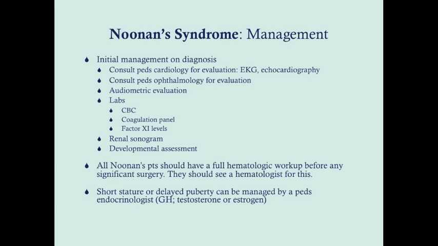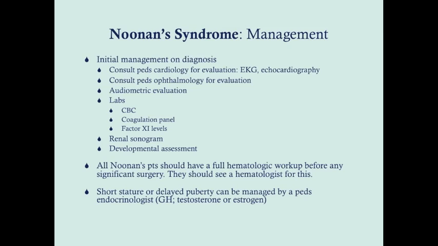As far as management, there are a lot of things you're going to want to do on initial diagnosis. So first thing you want to do is get a cardiologic evaluation. This is going to consist of EKG and echocardiography, but you'll want to have the pediatric cardiologist do this because some of these problems can be really severe and you want to make sure that they're diagnosed. But this is going to consist of an EKG, mostly looking for the hypertrophy of the heart, and then echocardiogram to look for any congenital heart diseases. You'll want to consult pediatric ophthalmology for evaluation because there is such a high incidence of strabismus and refractive disorders.